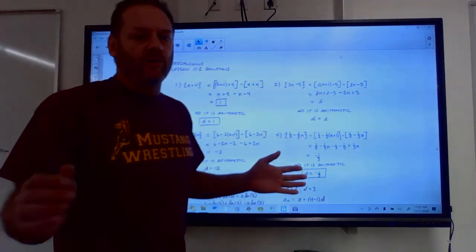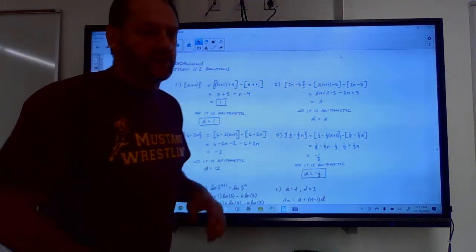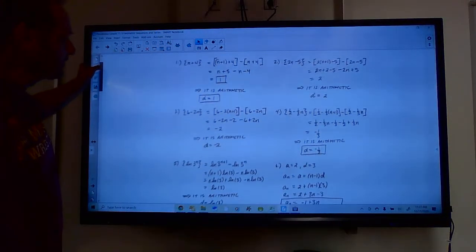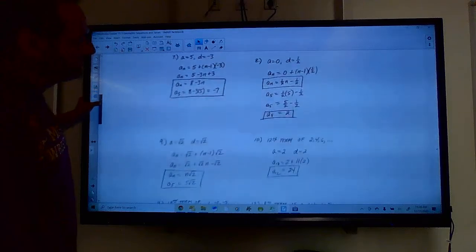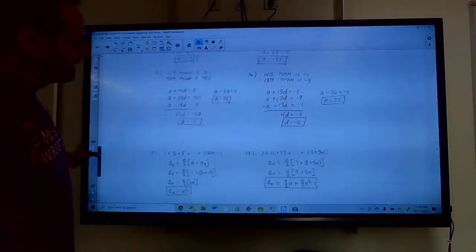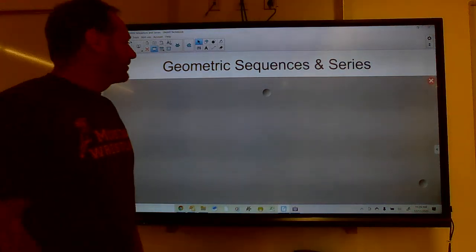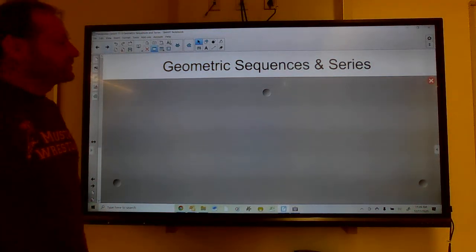All right, today we're going to talk about geometric sequences and series, and I went ahead and put the solutions to lesson 11.2 on this first page right here so you can check your answers. And with that, we'll get started with geometric sequences and series.